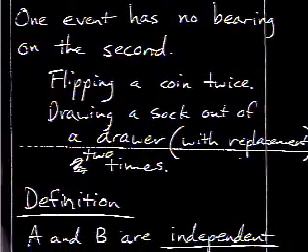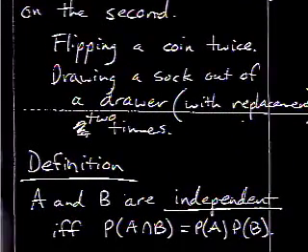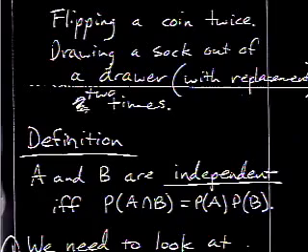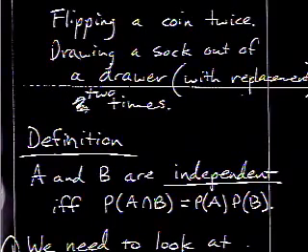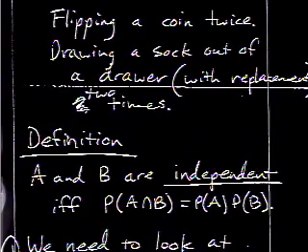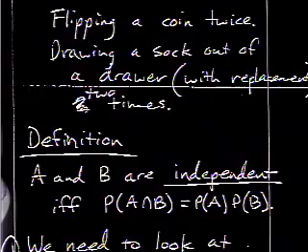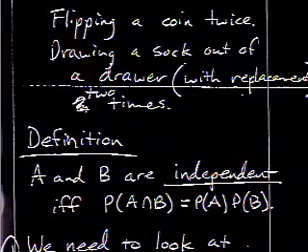Now, in terms of definition, A and B are called independent events if, I know that's the geometric way of saying if and only if, the probability of A intersect B equals the probability of A times the probability of B. That is the technical definition, and you must stick to it.